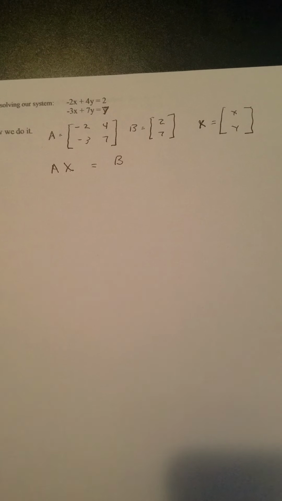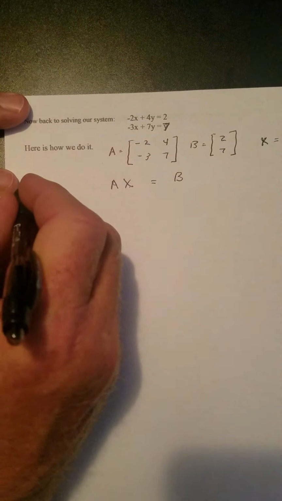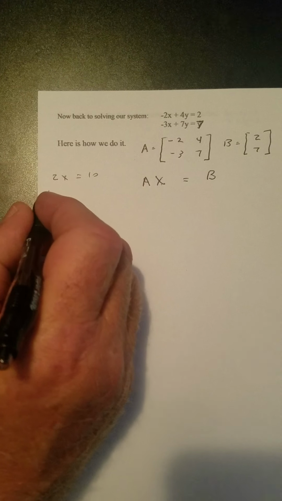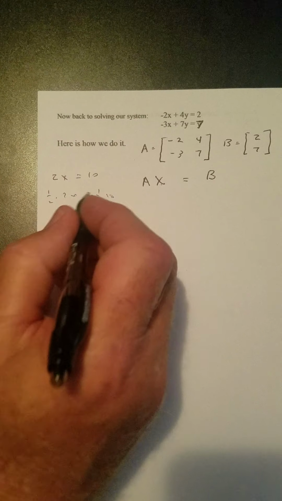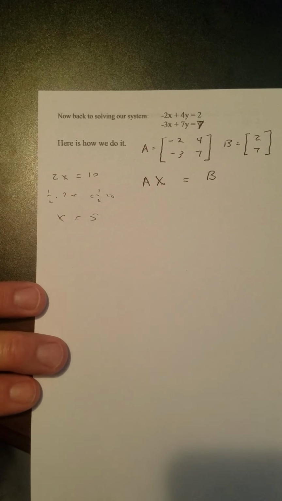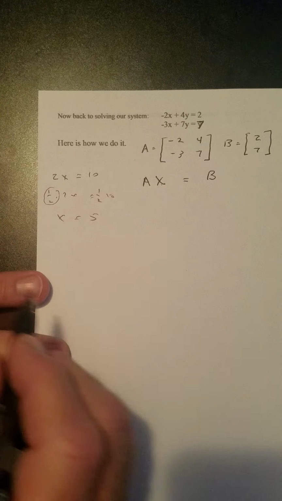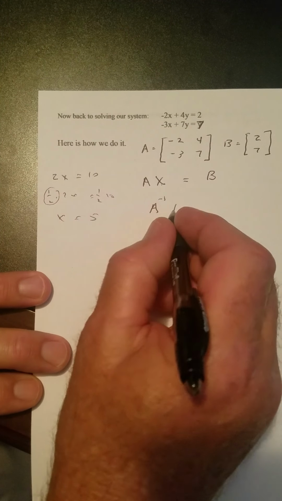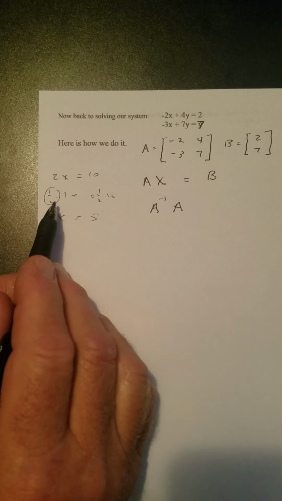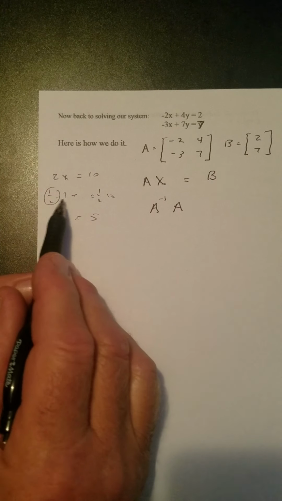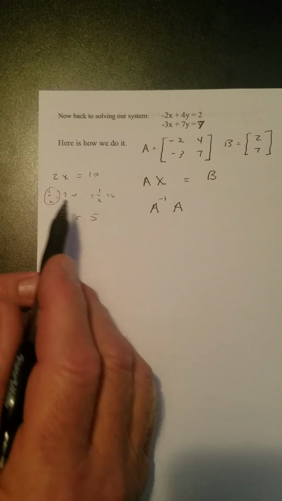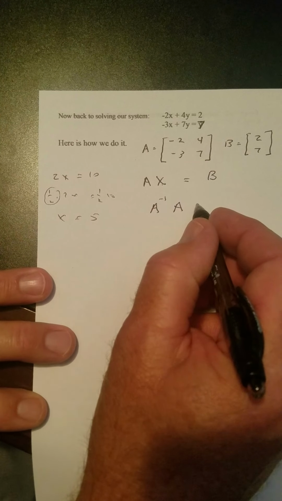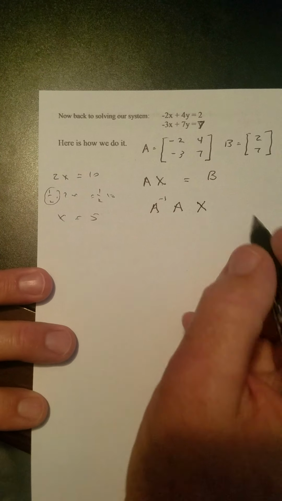Now, remember what I showed you when I said, okay, what if we had 2X equals 10? So, what we did, we took 1 half times 2X and 1 half times 10, and we got X equals 5 like that. Well, this is the inverse. So the idea here is I want to take the inverse of A, multiply it times A, because what happens when you multiply inverses times each other? They drop out, don't they? Here I got 1 half times 2 is going to be 1, and 1 doesn't make any difference when you multiply. Same thing's true here. I'm going to take these two and I'm going to get that identity matrix. And then when I take this times X, it doesn't change anything.